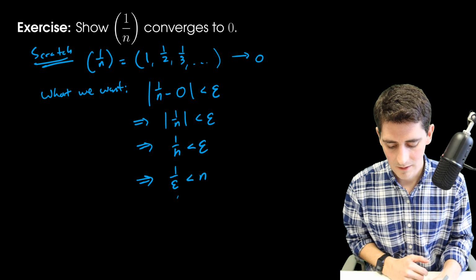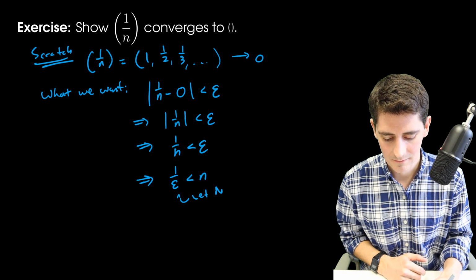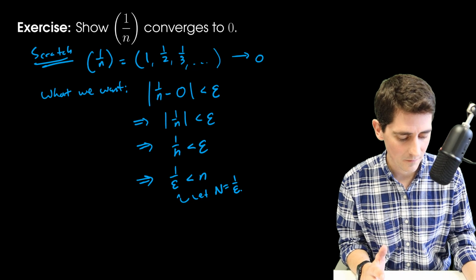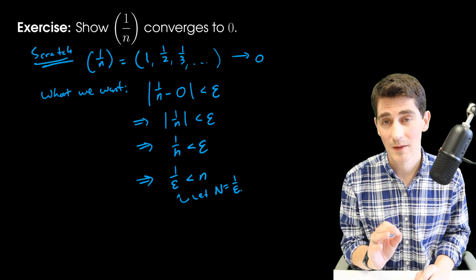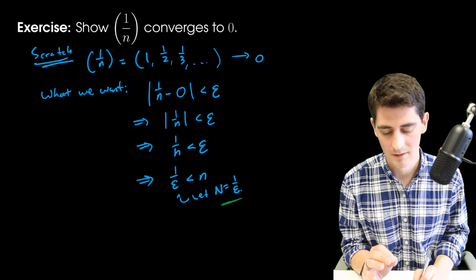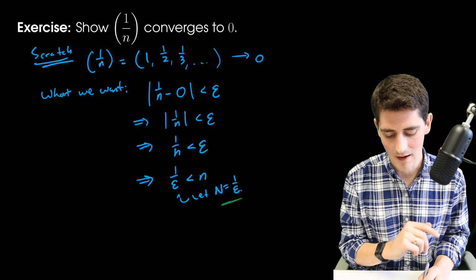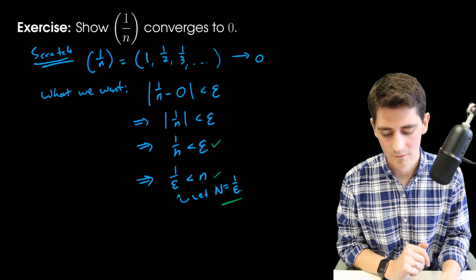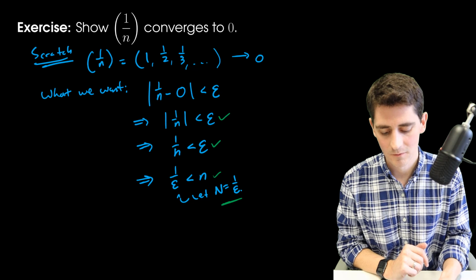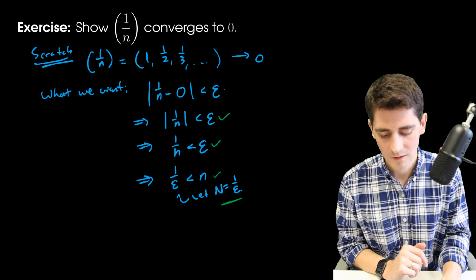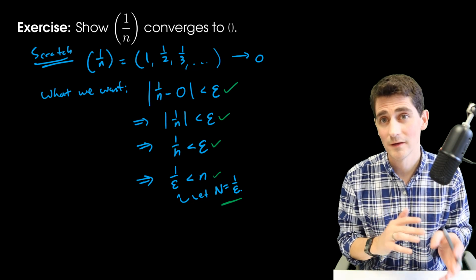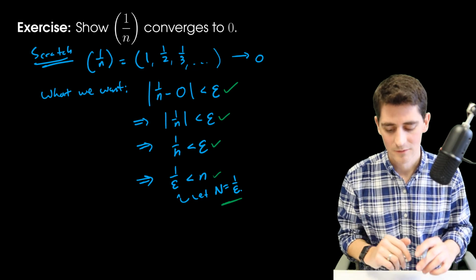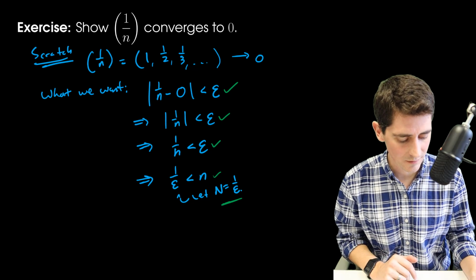Aha. Why don't we let capital N be 1 over epsilon? Because if it is, let's follow the logic. If I have a capital N at 1 over epsilon, and I pick an n greater than that, then this inequality is going to be true, which means that 1 over n is less than epsilon, which means the absolute value of 1 over n is less than epsilon, which means that the absolute value of 1 over n minus 0 is less than epsilon, which is exactly what we wanted to show. So I think we can string all this together to get a really good proof.